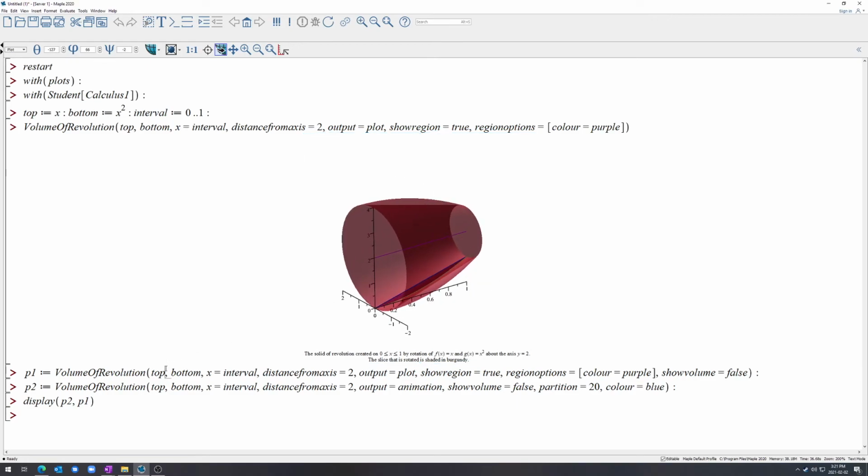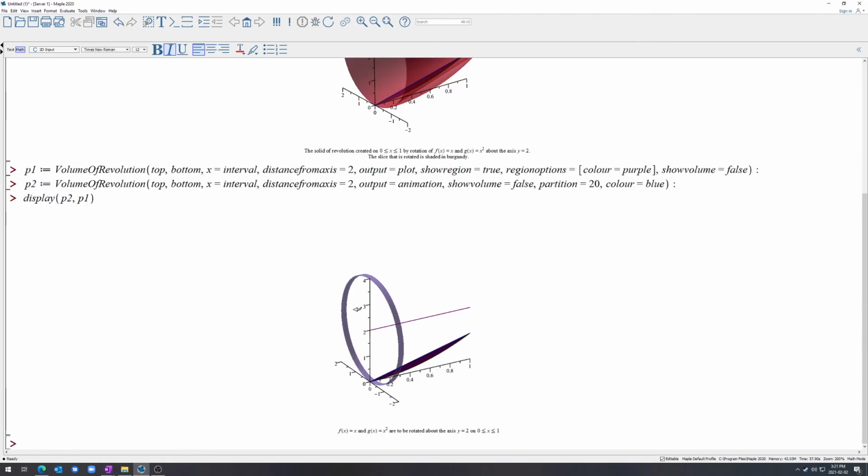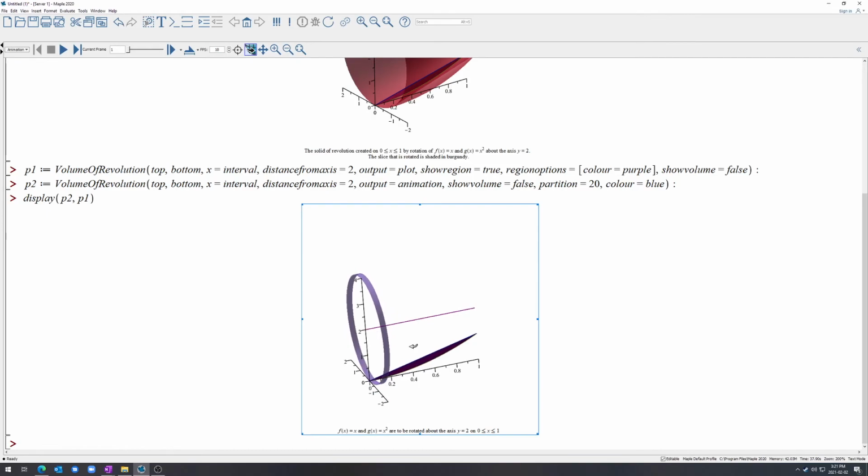So I've included a couple other volume of revolution commands with lots of options, and I'm going to display them both at the same time. And with this, I've removed the solid, and you can just see that I've got a washer. It's this thin little disk here, but it's got a hole in it, so it's more or less a washer. Now, I am deciding to use 20 washers to get from x equals 0 to x equals 1. So each of them is going to be a tiny little rectangle, and then rotated around y equals 2.